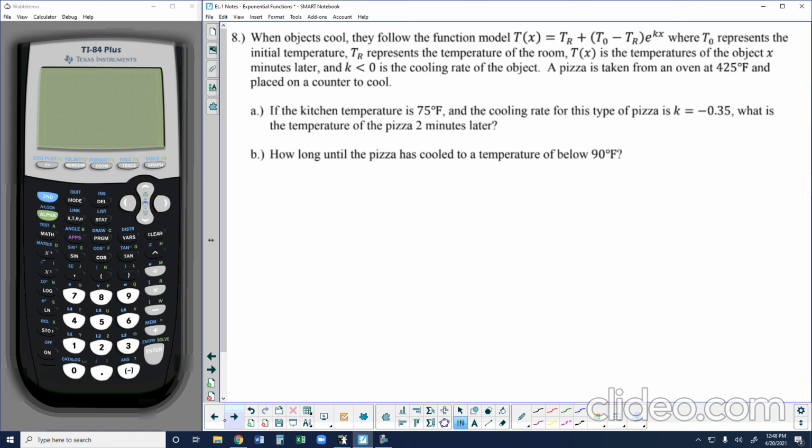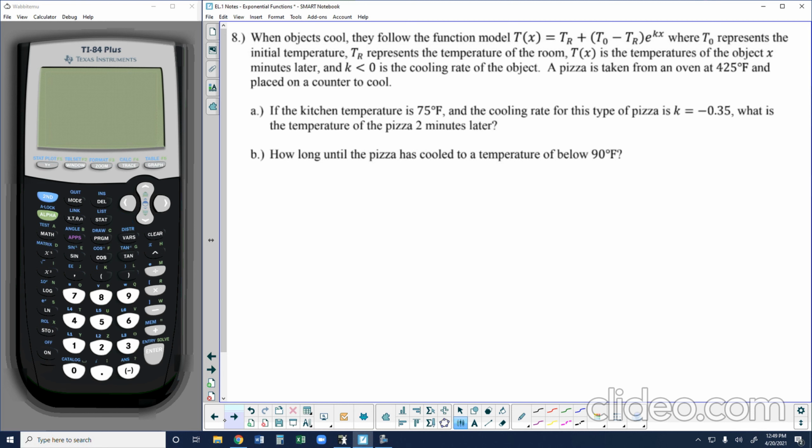Problem number 8 says, when objects cool, they follow the function model T of x, where T of 0 represents the initial temperature, T of R represents the temperature of the room, T of x is the temperature of the object x minutes later, and K is greater than 0 is the cooling rate of the object. A pizza is taken from an oven at 525 degrees Fahrenheit and is placed on a counter to cool. In part A, it says if the kitchen temperature is 75 degrees Fahrenheit and the cooling rate of this type of pizza is K equal to negative 0.35, what is the temperature of the pizza 2 minutes later?